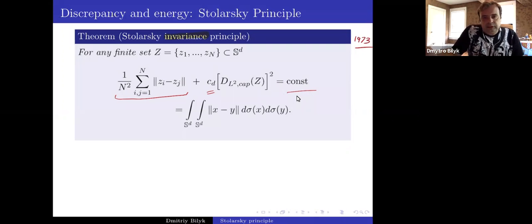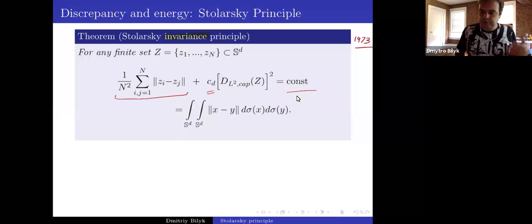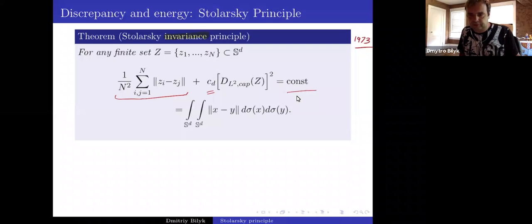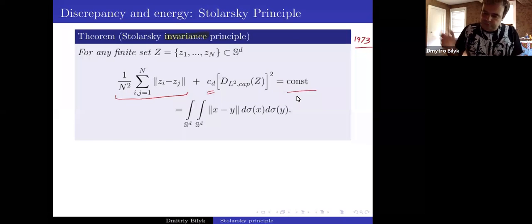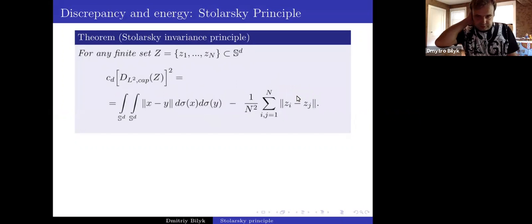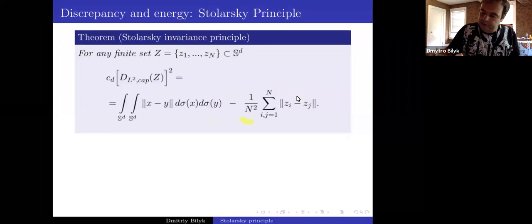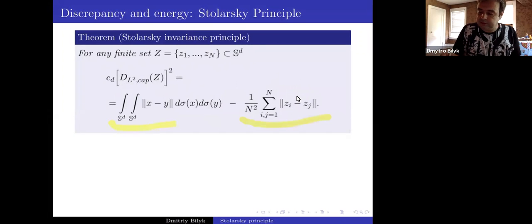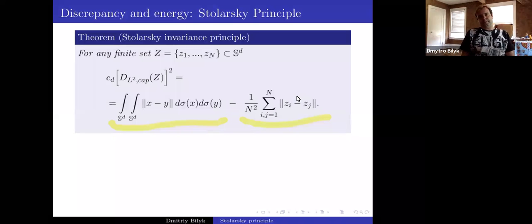It's actually very remarkable. It's not just some asymptotic relation. It's not an inequality. It's actually an identity which tells you that minimizing the spherical cap discrepancy is exactly the same as maximizing the pairwise sum of distances. And you could write this identity in a somewhat different form, which is more common. You put discrepancy on one side, and then the right-hand side is the difference between the discrete sum of distances here and the continuous distance integral.